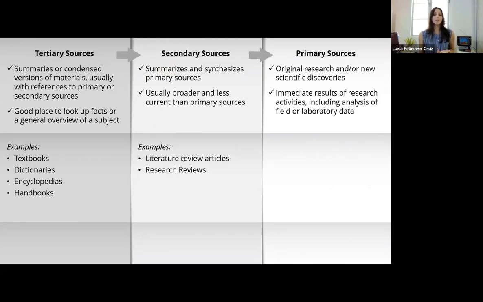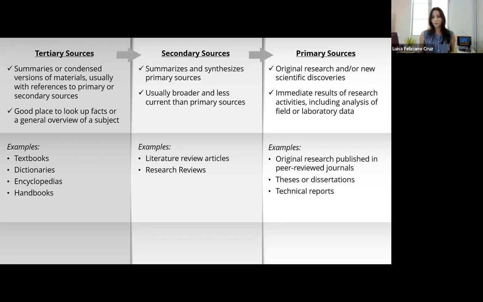The primary sources, on the other hand, are original papers or articles published. They show new scientific discoveries, and they're usually the result of research that's conducted either in the lab or in the field. So you do your research, you produce data, and then you publish. So these are going to be primary sources. Examples are the original articles published in journals, theses, dissertations, or technical reports that are usually produced by government agencies or federal agencies.